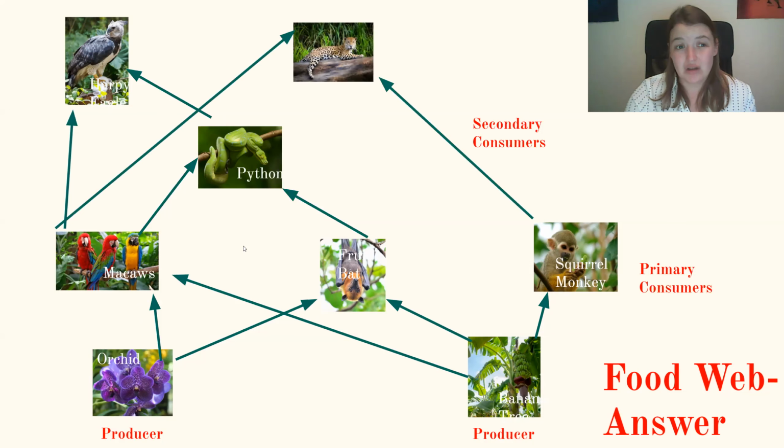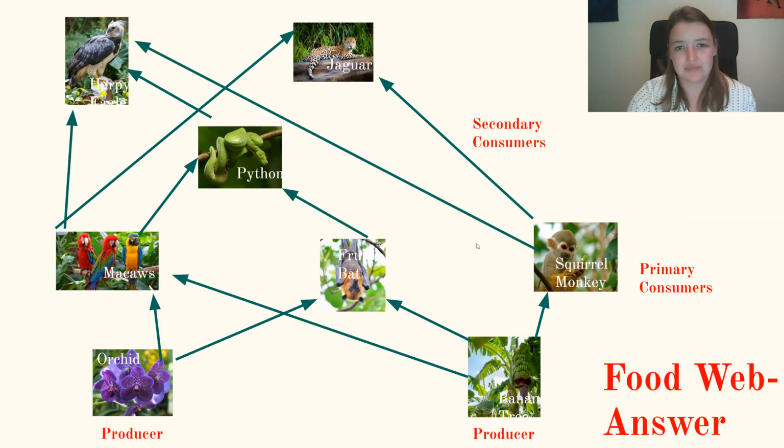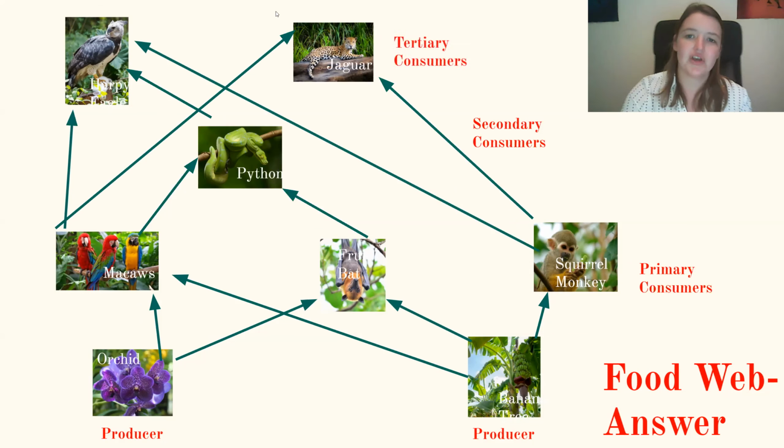Now, the jaguar also eats the macaws, and it also eats the squirrel monkey. The harpy eagle also eats the squirrel monkey. And here are our tertiary, our third consumers. Jaguars are not so fussy with their food. They will take whatever animal they can find. So sometimes skipping out that secondary consumer level.